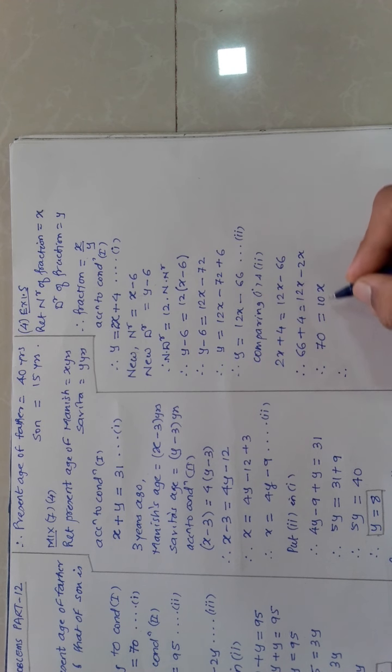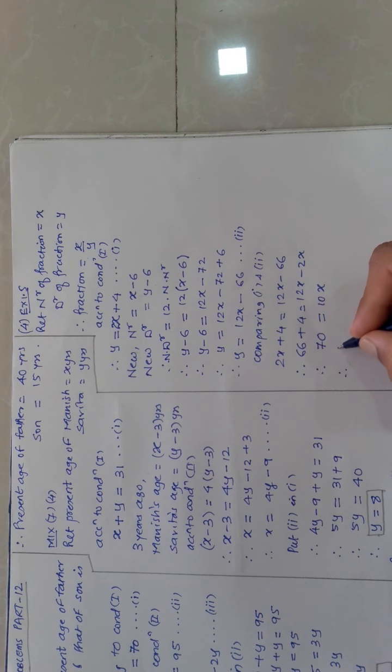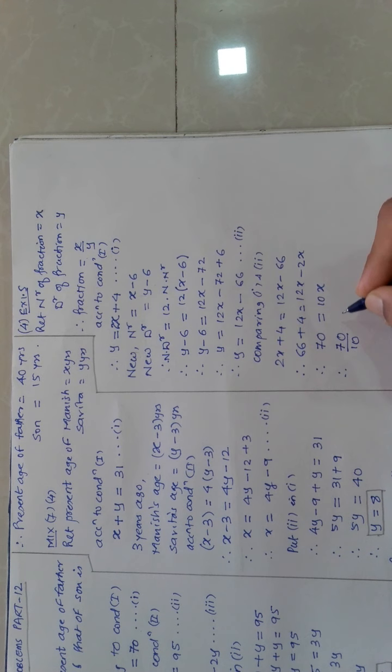So between 10 and x there is multiplication. When it comes here it becomes division. 70 by 10 is your x. So obviously your x is equal to 7. So you got your x.